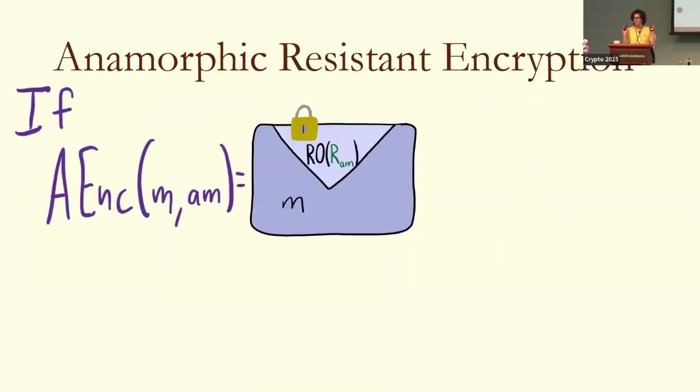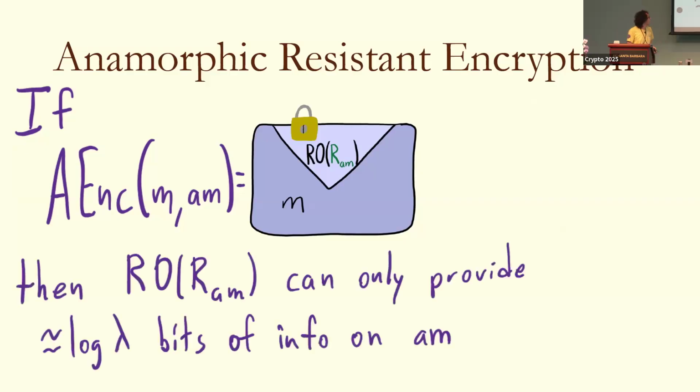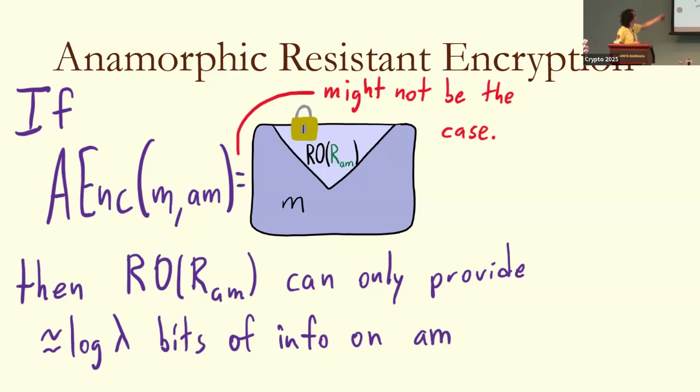sampling. And so if, for example, you had an anamorphic encryption scheme that happened to output encryptions of this correct format, then the output of the random oracle on whatever biased randomness the anamorphic encryption chose can only provide logarithmically many bits of information about the anamorphic message, and so we would be good. But it's actually not the case that anamorphic encryption necessarily has to output correct-looking ciphertext. They could just replace the random oracle output with the actual anamorphic message, and the dictator would not be able to know.